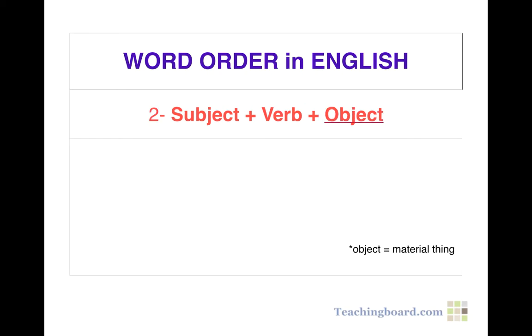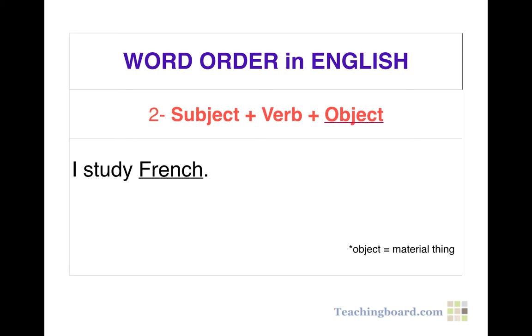You can also add an object to your sentence. Subject plus verb plus object. This is a typical sentence in the English language and the most common word order. Object means a thing, a material thing, or maybe it's a noun. I study French. French is the object.